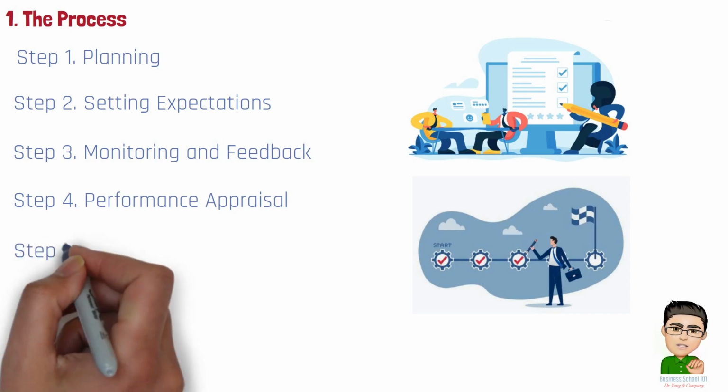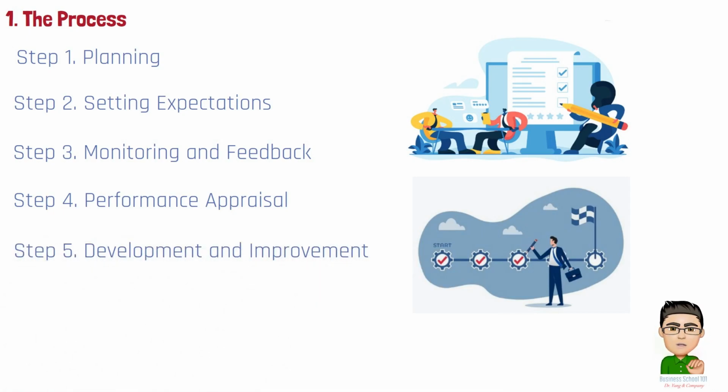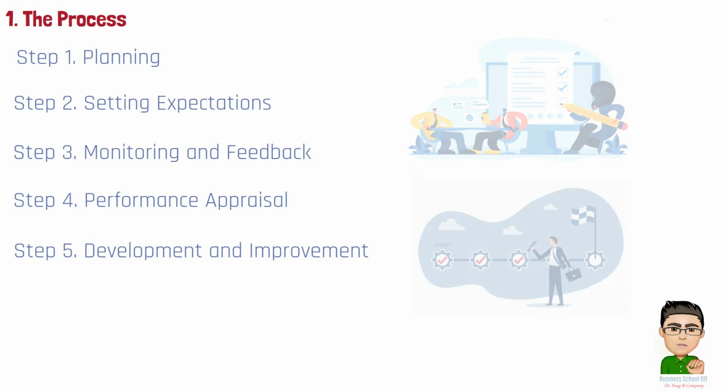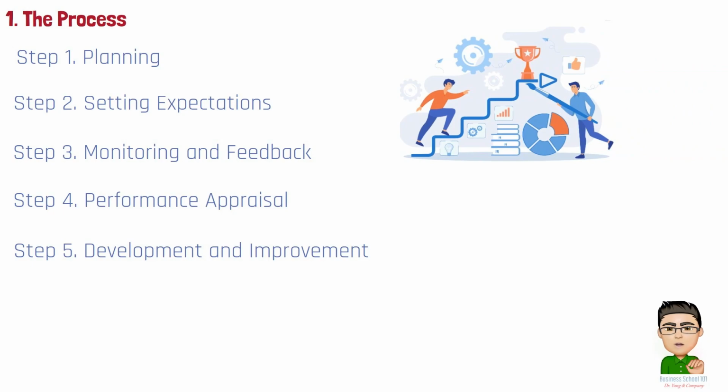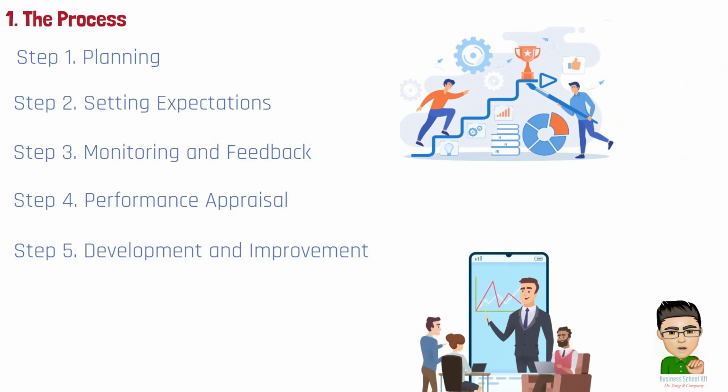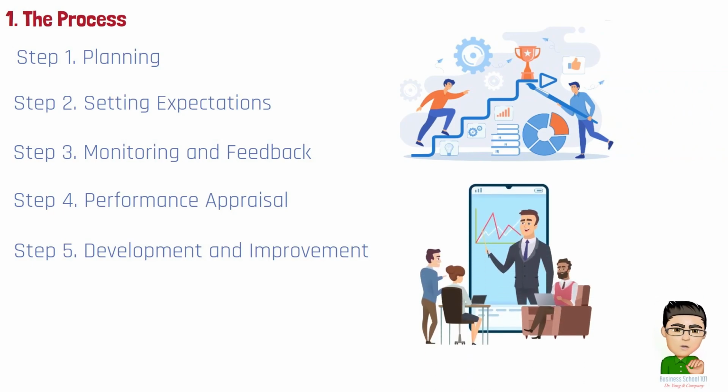Step 5. Development and improvement. Based on the performance appraisal, managers and employees collaboratively identify areas where improvement or development is needed. This can include additional training, coaching, mentoring, or skill-building activities to help employees perform better.